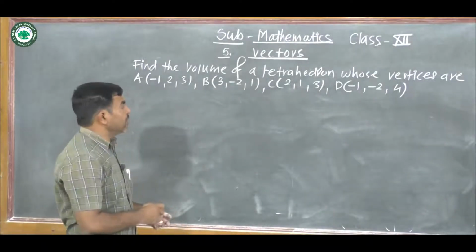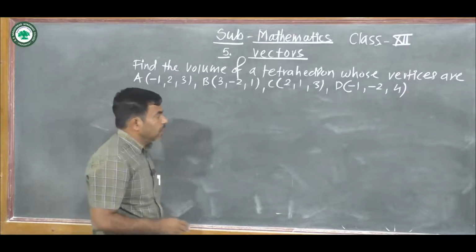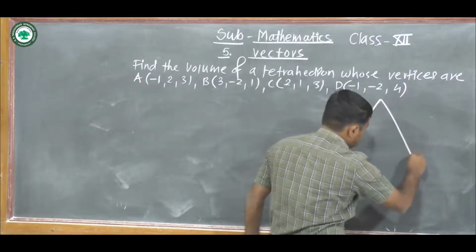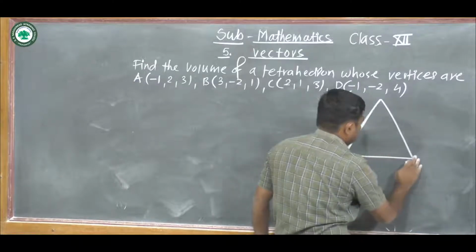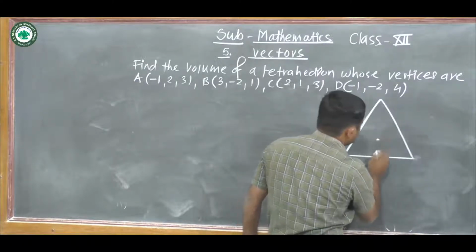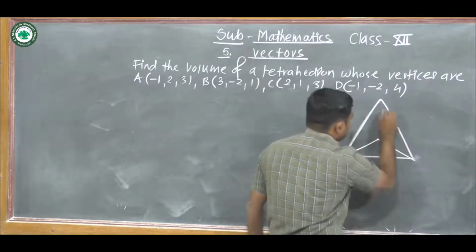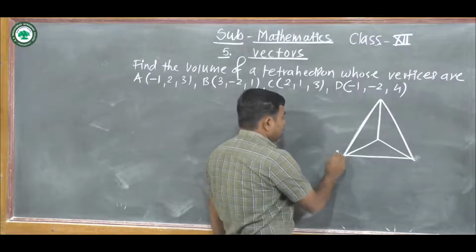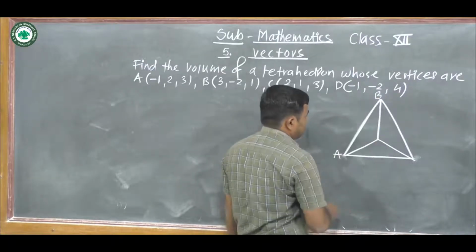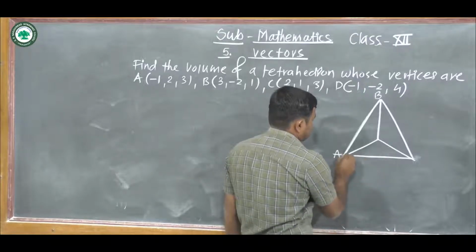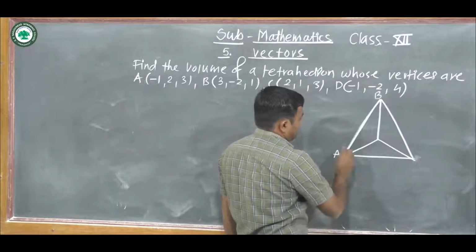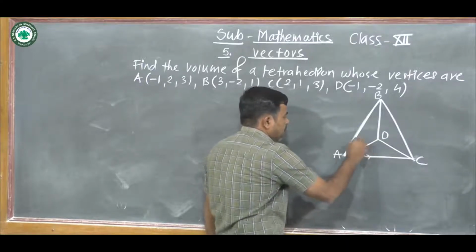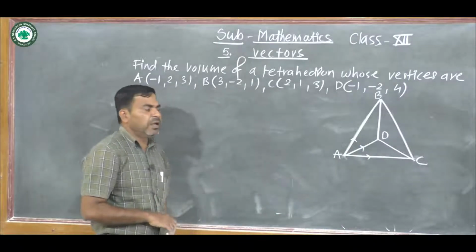Coterminous edges of the tetrahedron are not given. The vertices of the tetrahedron are given. So you see, if this is the tetrahedron, its vertices are A, B, C and D. These are the vertices which are given, and here we have to find the volume of this tetrahedron.